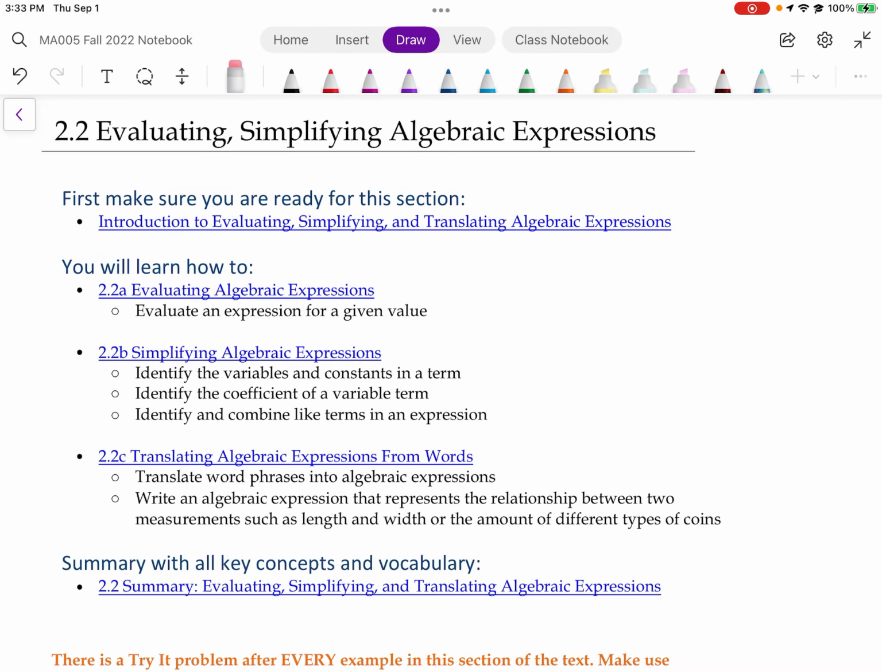Hello, this is Professor Eckhouse, and I'm going to talk to you today about section 2.2, which is evaluating, simplifying, and also translating algebraic expressions. I think I forgot that one word there.